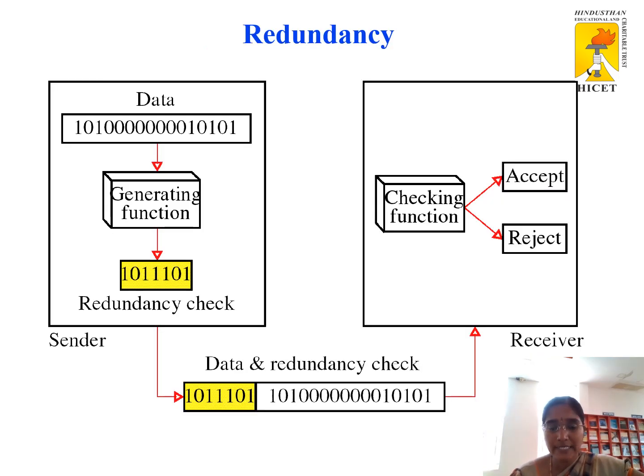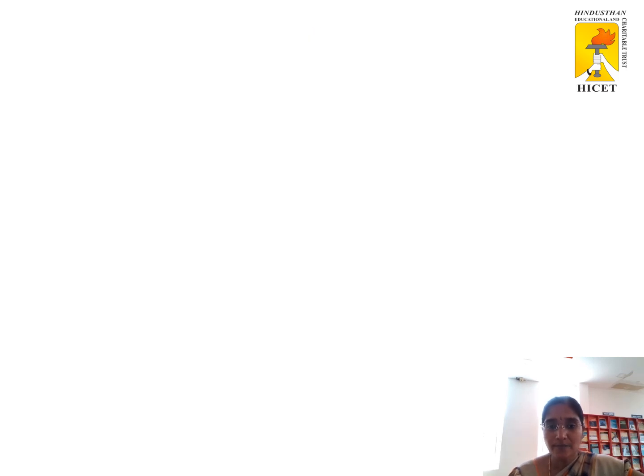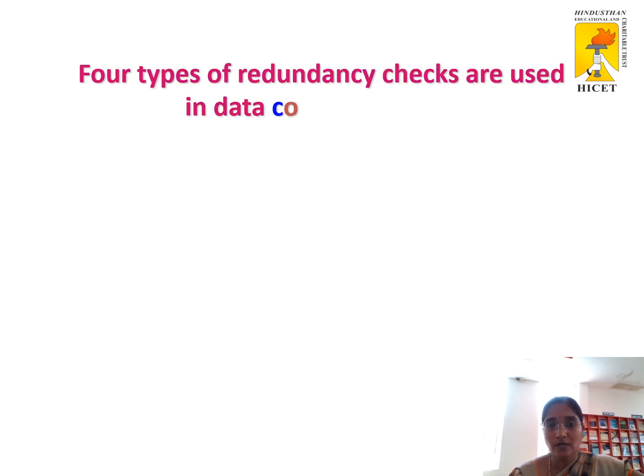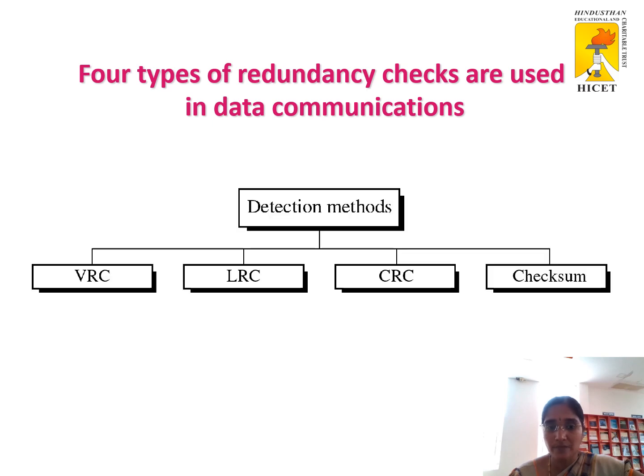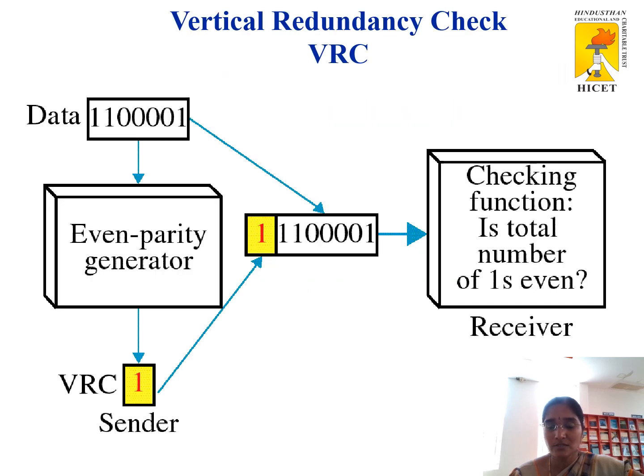Now let's know what redundancy is. You can see here how the data is redundantly checked when it is being transmitted. Before transmission, this redundancy check will be made to understand whether the data is being transferred in a proper manner or not. This redundancy is of four different types that can make checks during data communication: VRC, vertical, LRC, CRC and checksum.